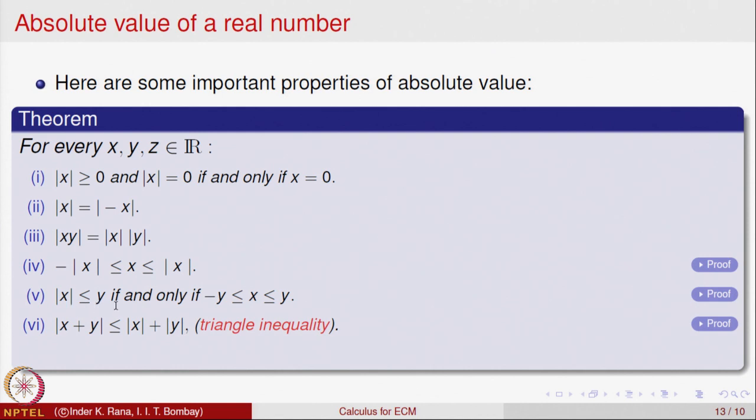And mod x is less than y if and only if y is bigger than x and x is bigger than minus y. Here is the triangle inequality property, which relates addition with this property. Namely, the absolute value of the sum is less than or equal to the sum of the absolute values. Here is a slightly technical inequality, which you may or may not be able to visualize, but anyway this is quite simple to prove, and we may not be making much use of it.